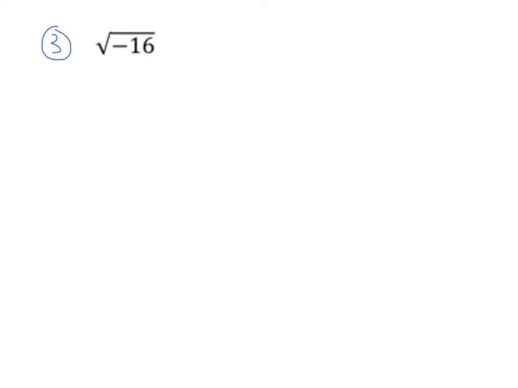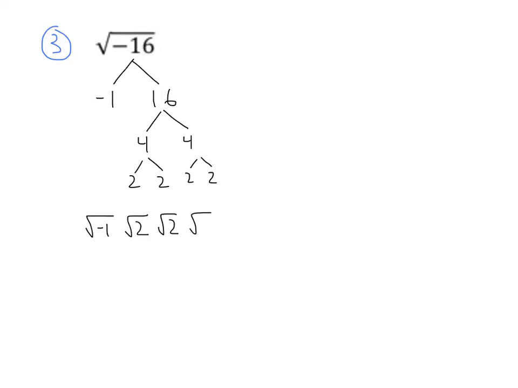All right, let's check to see what you got. So I would first factor this as negative 1 times 16. And 16, we can factor that as 4 times 4. And 4 is 2 times 2. This is 2 times 2 as well. So basically, what we've said is that the square root of negative 16 is the same thing as the square root of negative 1 times the square root of 2 times the square root of 2 times the square root of 2 times the square root of 2.